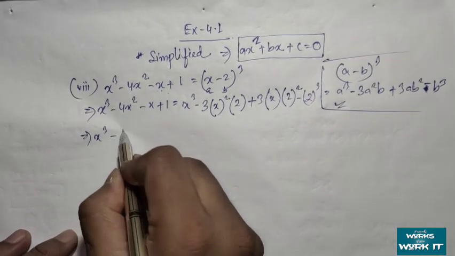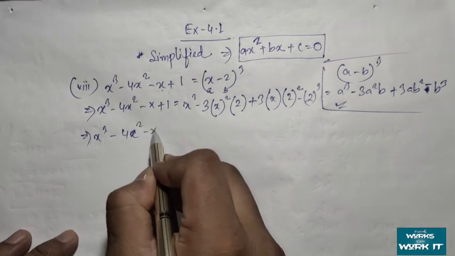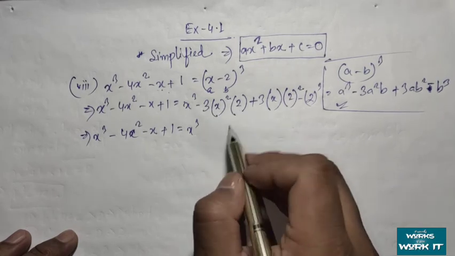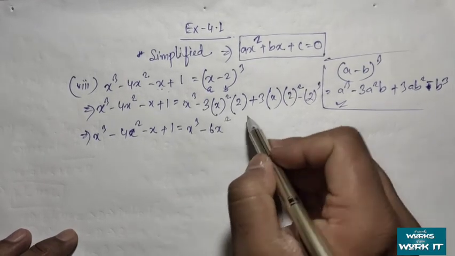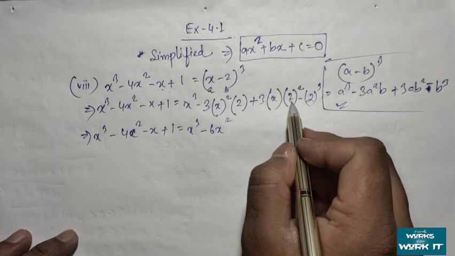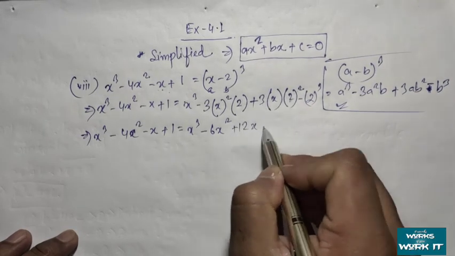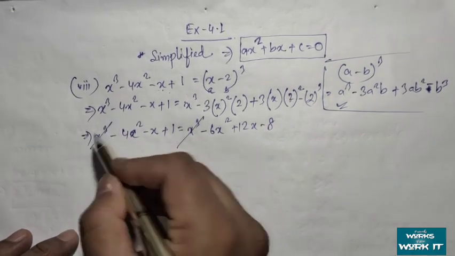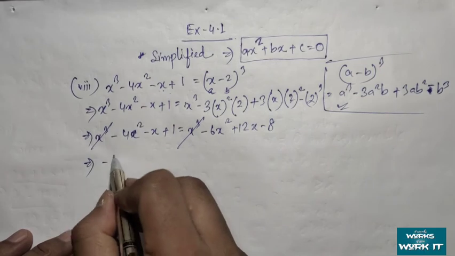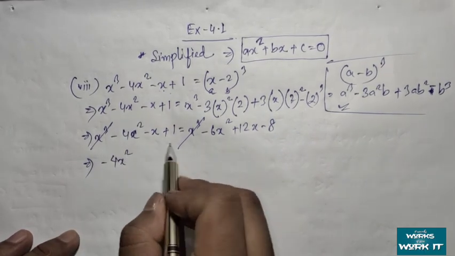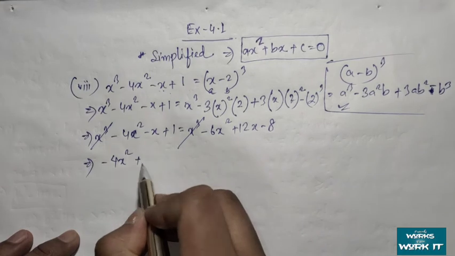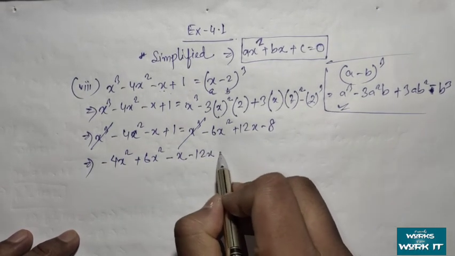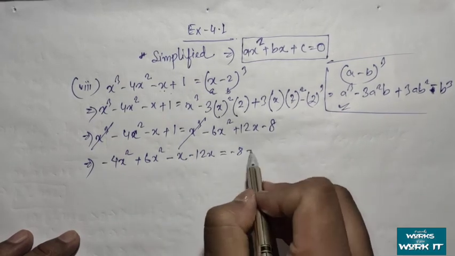What will be the next step? Plus 1 equal to x cube, then 3 into 2, 6, minus 6x square. Then 2 square will be 4, 4 into 3, 12, minus 8. From this we can cancel x cube and x cube. If I bring everything to the left hand side: minus 4x square plus 6x square minus x, minus 12x, equal to minus 8 plus 1.